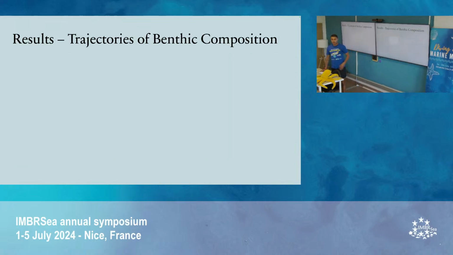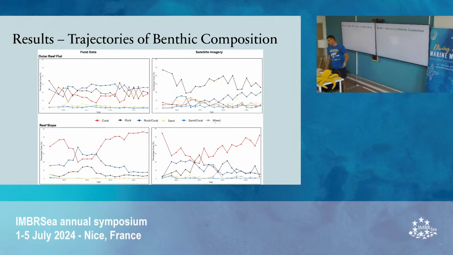So now we have the maps, we see that they're good, but what do they actually mean? So for this, we compared the trajectories of the benthic composition. And to do this, we separated the habitats into the outer reef flat and the reef slope.